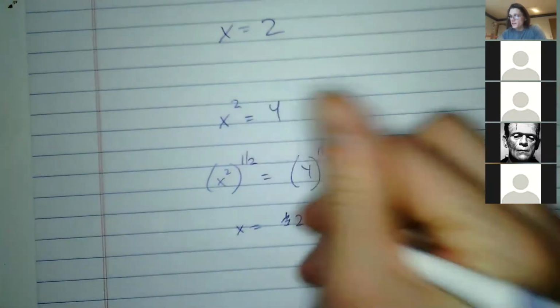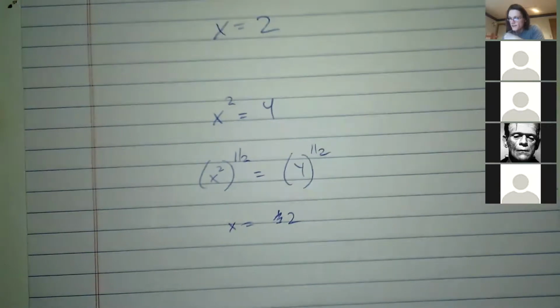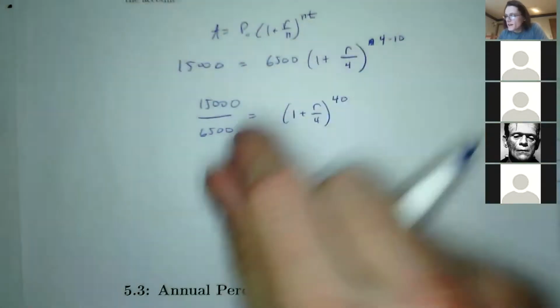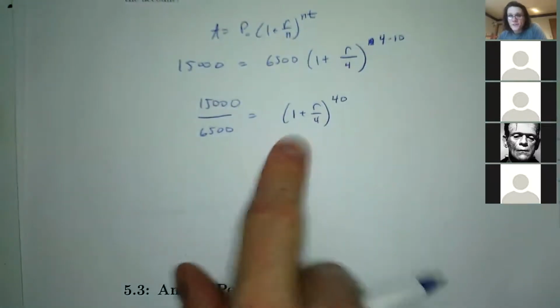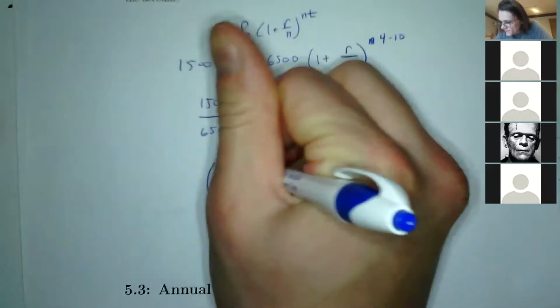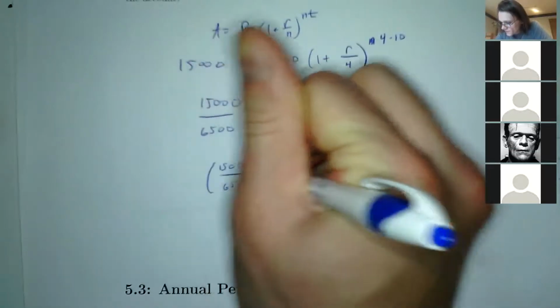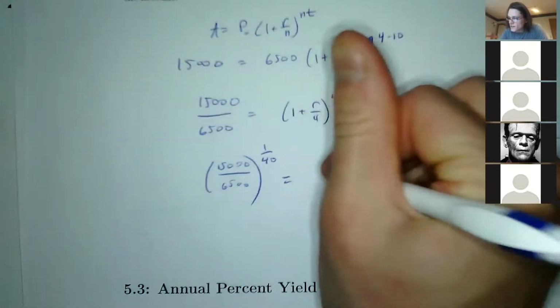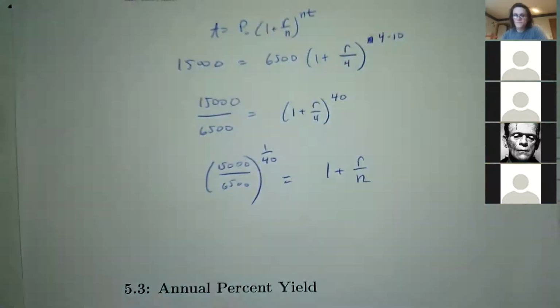We'll just say 2 again. So that's the idea. So here, again, this one's a little tricky. Here, what I'm going to do is I'm going to take a 40th root. So it'll be 15,000 divided by 6,500, all to the 1 over 40. And that's equal to 1 plus r over n. Oh, 4.